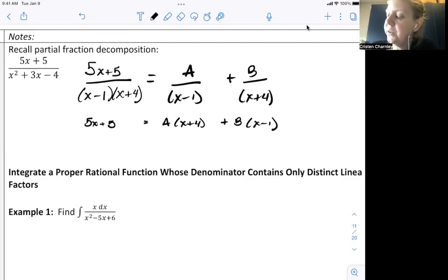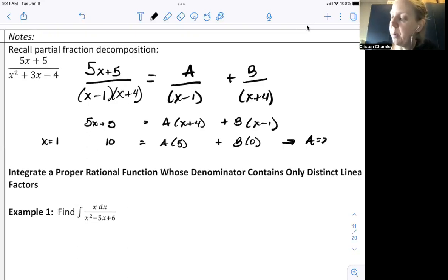And then we assume values for x. So for the first try, I'm going to say that x is equal to 1. On the left-hand side, I have 5 times 1 plus 5, which is 10, equals A times 5 plus B times 0. And when we do that, we'll do a little mental math here, A is equal to 2.